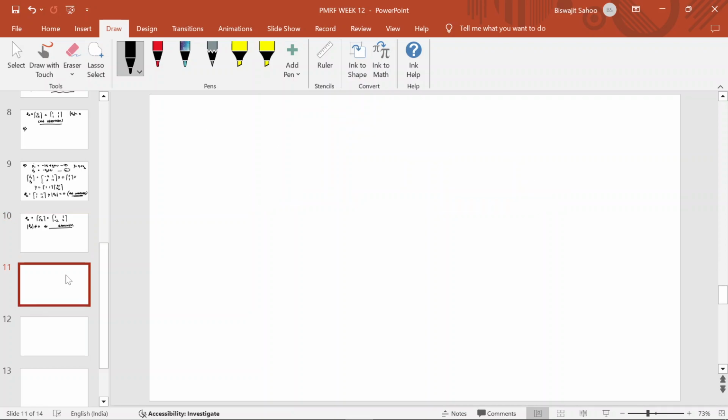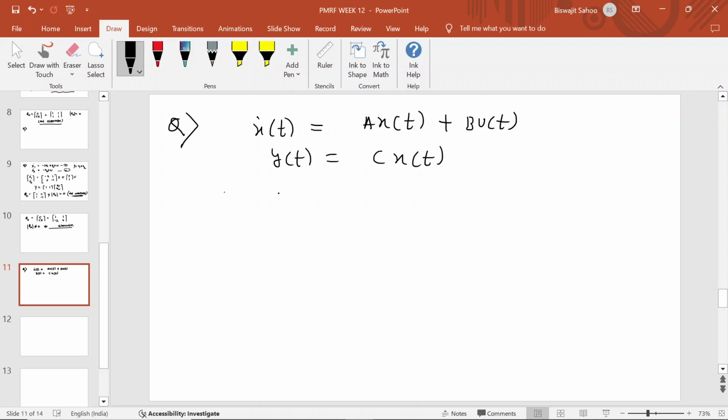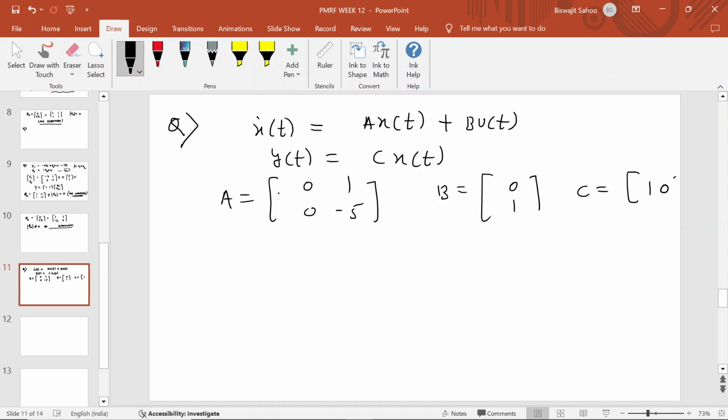So one very important question. I just wanted to do this question for you. Let's say x dot of t is given to you as A x of t plus B u of t, and your y of t is nothing but C into x of t. Let me give the matrices to you. A is given as [0 1; 0 -5]. B matrix is given as [0; 1], and C matrix is given as [1 0]. These are the three matrices given to you.